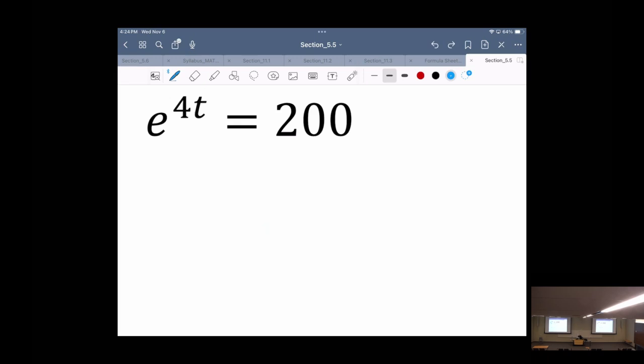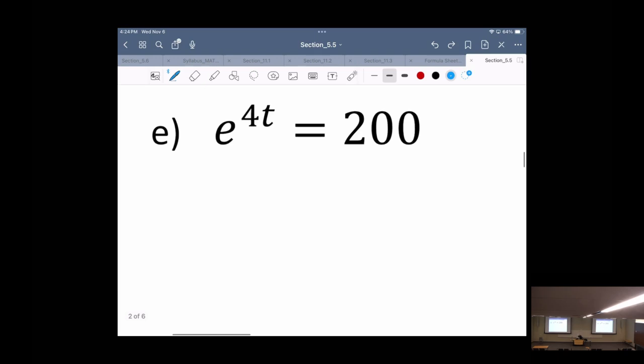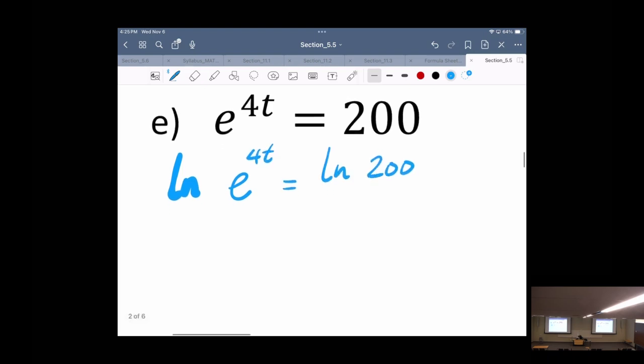Okay, so in order to solve for t, I have to bring this t down and in front. So how do I do that? I can take either the log or natural log of both sides. Which one do I do? I choose natural log because it makes calculations a little bit easier. So let's do that. We will take the natural log of e to the 4t power equals natural log of 200.